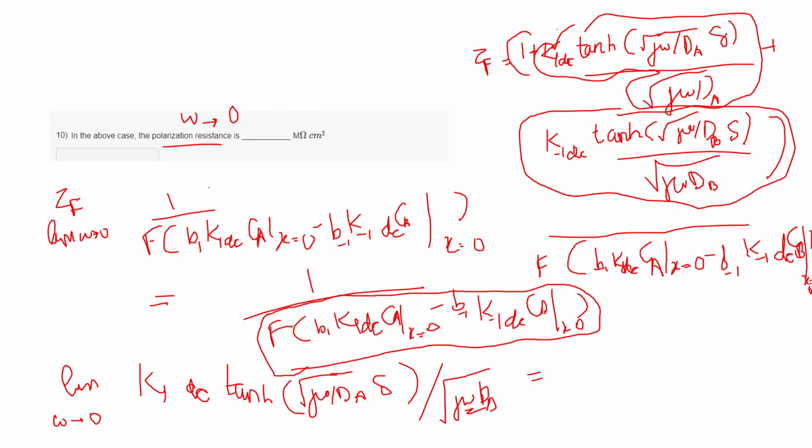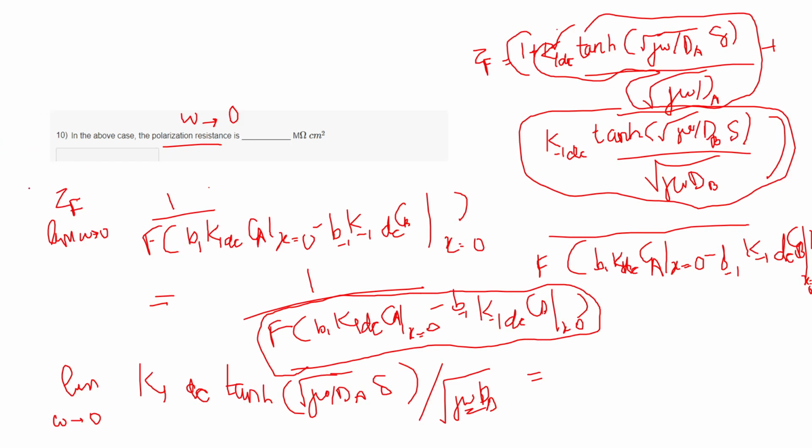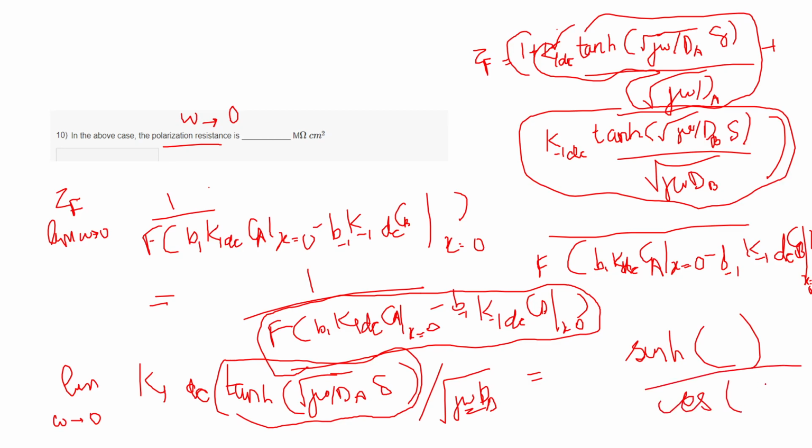So how can you solve it? I'll write in the next page. So you see this tanh, right? You have something like tanh of root of j omega by dA into del. It's just nothing but sinh of root of j omega by dA del, that term, I'm just writing. You have sinh to the power something by cosh to the power something, right? I can write tanh that way. I'm just expanding it, same thing, I'm going to write it in the next slide.